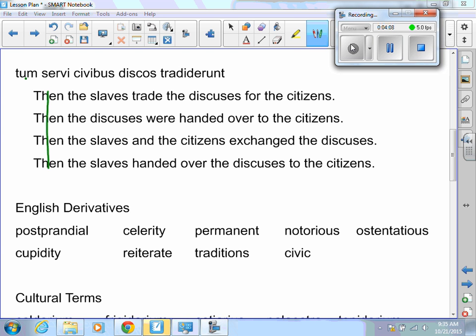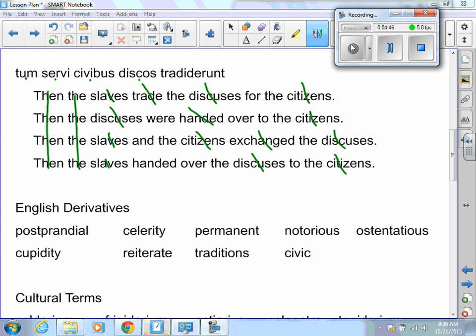I have servi, all of these are plural, so slaves, slaves, and slaves are all the same. Okay. I have quibus, that is also plural, so I look for citizens, and I get citizens, citizens, and citizens. So those are all the same. Discos, that's plural, so I get discuses in all four. Tradiderunt is to hand over, to trade. So I get to trade, to hand over, to exchange, pretty close, and hand it over.